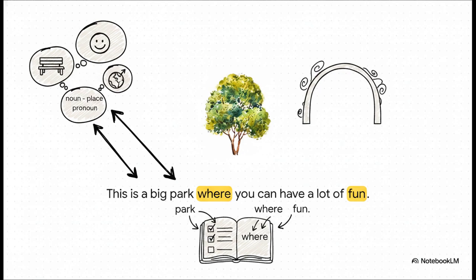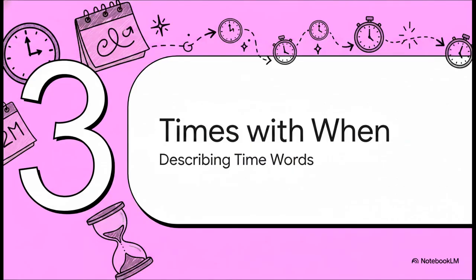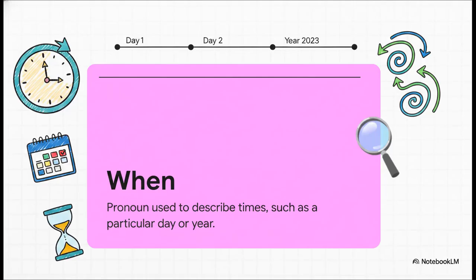into one flowing sentence. Now that we've got physical locations down, let's shift gears to points in time with Section 3, describing times with when. Just like where is our go-to location tool, when is our definitive time tool. You use it specifically to describe times like a particular day or a specific year. Just keep that crisp, focused rule right in the back of your mind.